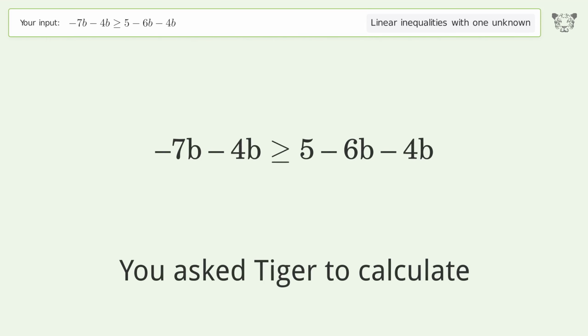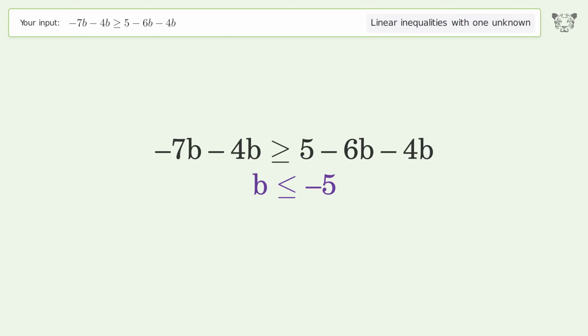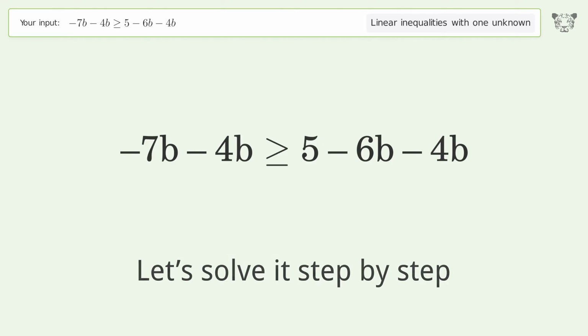You ask Tiger to calculate. This deals with linear inequalities with one unknown. The final result is b equal or smaller than -5. Let's solve it step by step.